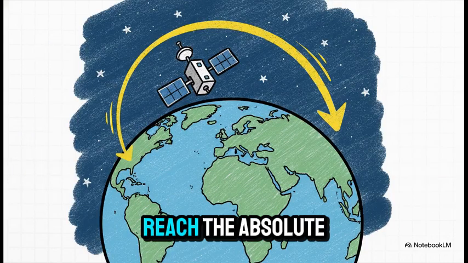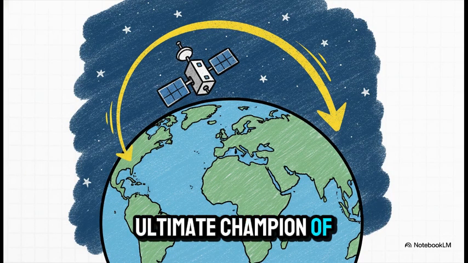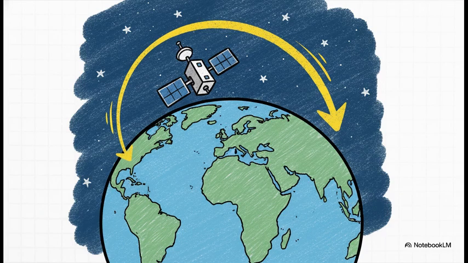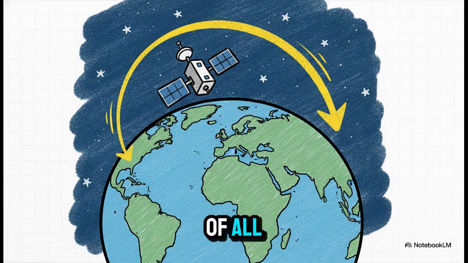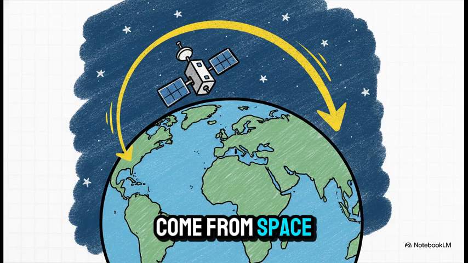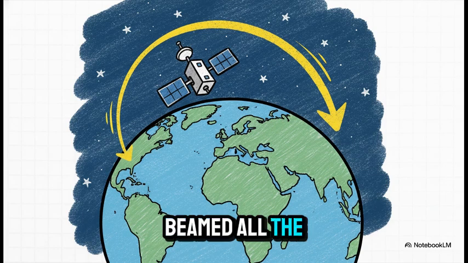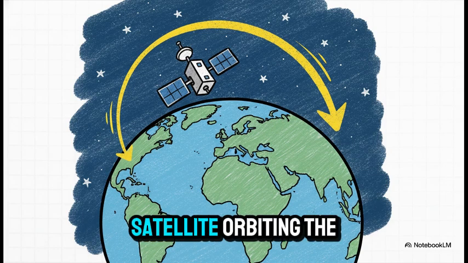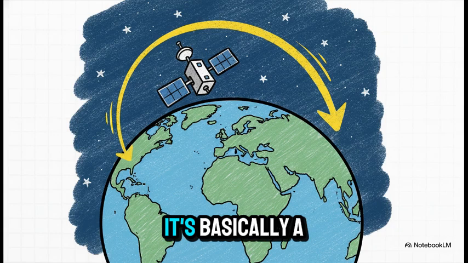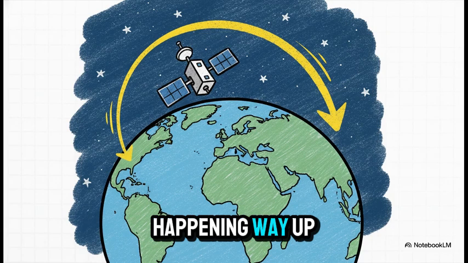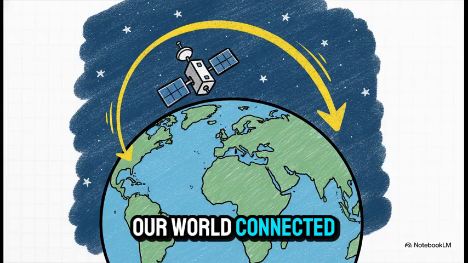And finally, we reach the absolute ultimate champion of long distance: satellite. This is just mind-blowing. These signals travel the longest distance of all because they literally come from space. Data signals are beamed all the way up into space, they hit a satellite orbiting the Earth, and then they bounce back down to the other side of the world. It's basically a giant game of catch happening way up in the stars just to keep our world connected.